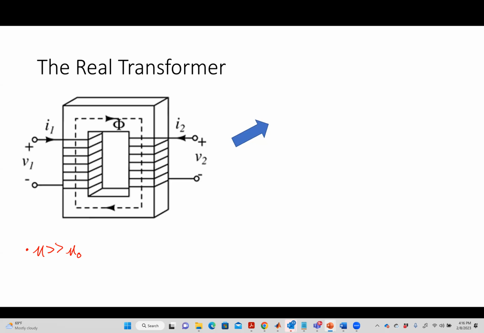If that's the case, how would that change the magnetic circuit? What does that change about the magnetic circuit? I showed some of the flux here, but there's actually some other flux. What's true? What does the fact that mu is much, much bigger than mu naught mean in terms of the magnetics here?